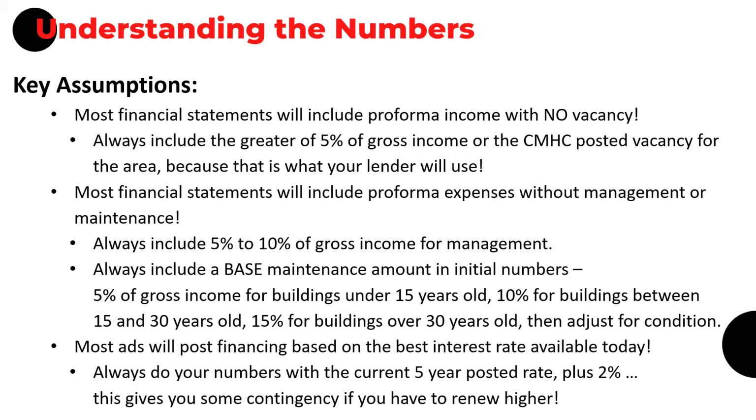Most ads will post financing based on the best current interest rate. You cannot use the current interest rate in your numbers. You always have to provide a contingency for what will happen to you if you have to renew the mortgage at a higher rate. So, as a base assumption, always do your numbers with the current 5 year posted rate plus 2%. And this is what gives you some contingency if you have to renew at a higher rate.